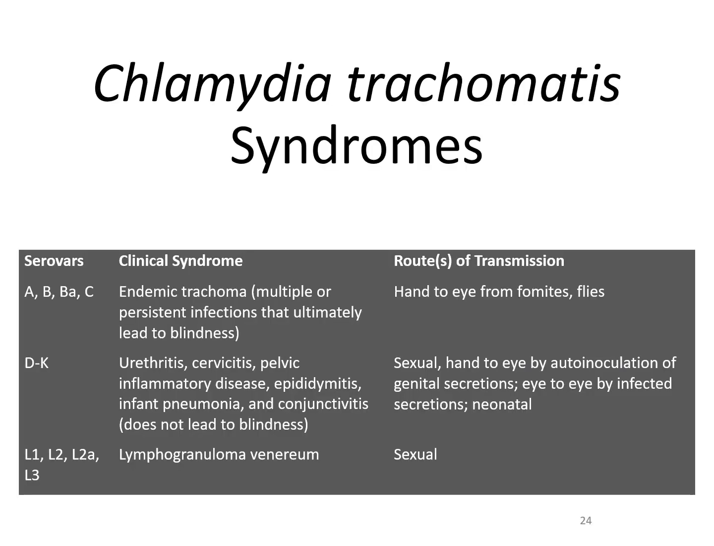Chlamydia trachomatis has different serovars that cause different clinical syndromes, and so those are divided out here. It can range anywhere from eye infections to genital tract infections, respiratory infections, lymph node type infections, and they're all transmitted by different methods.